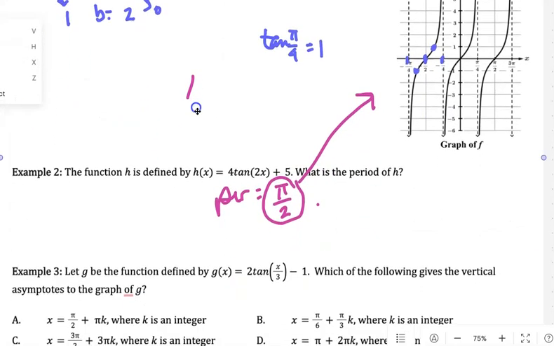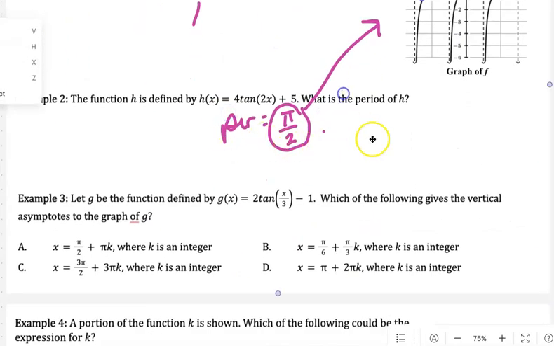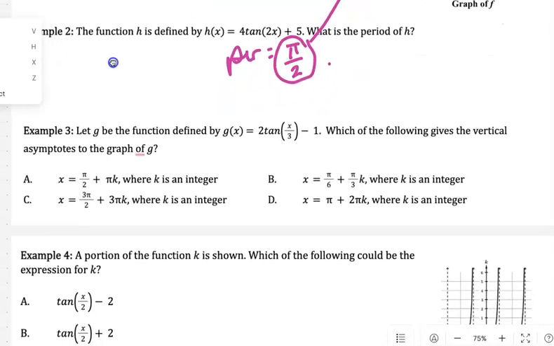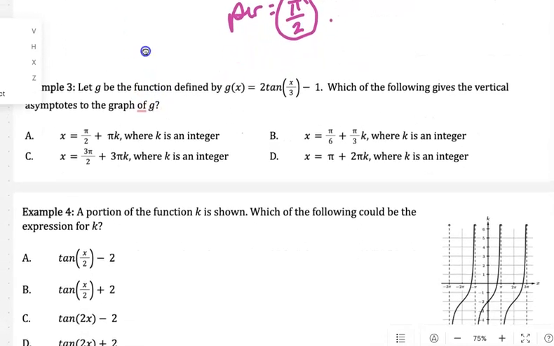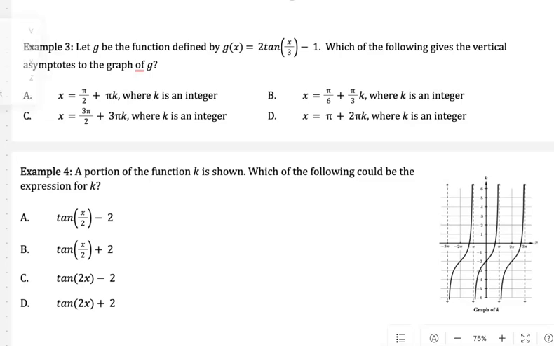Alrighty, so moving on to the next problem. We'll do example 3 first. We have here, let g be the function defined by g equals 2 tangent x over 3 minus 1, which gives us the vertical asymptote. So that's going to depend on any horizontal transformation, so a period and a phase shift. There is no phase shift, which is super helpful.